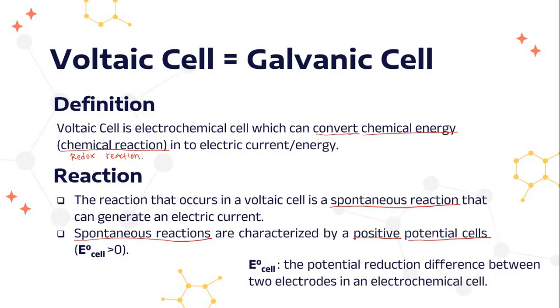Okay, what is cell potential? Cell potential is the reduction potential difference between two electrodes in an electrochemical cell. You can say it like that. Maybe you are still confused about what reduction potential and cell potential are, but I will explain further in the next slide. Before that, I will show you the illustration of the voltaic cell diagram.